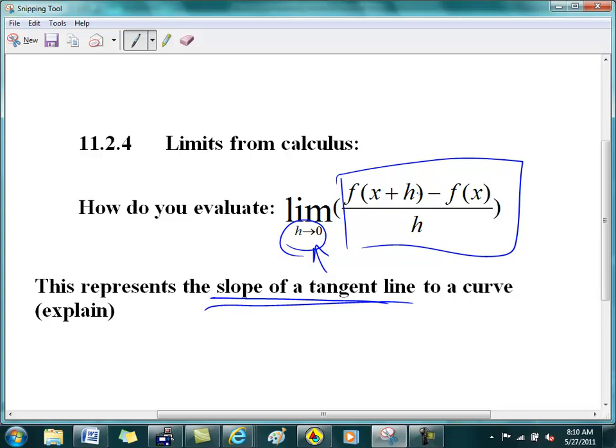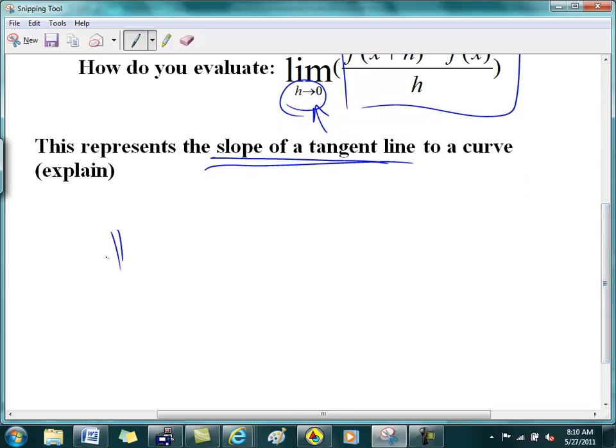Let's take a look at number 69 on page 799. Is everybody there? f(x) equals 3x minus 1. Okay?